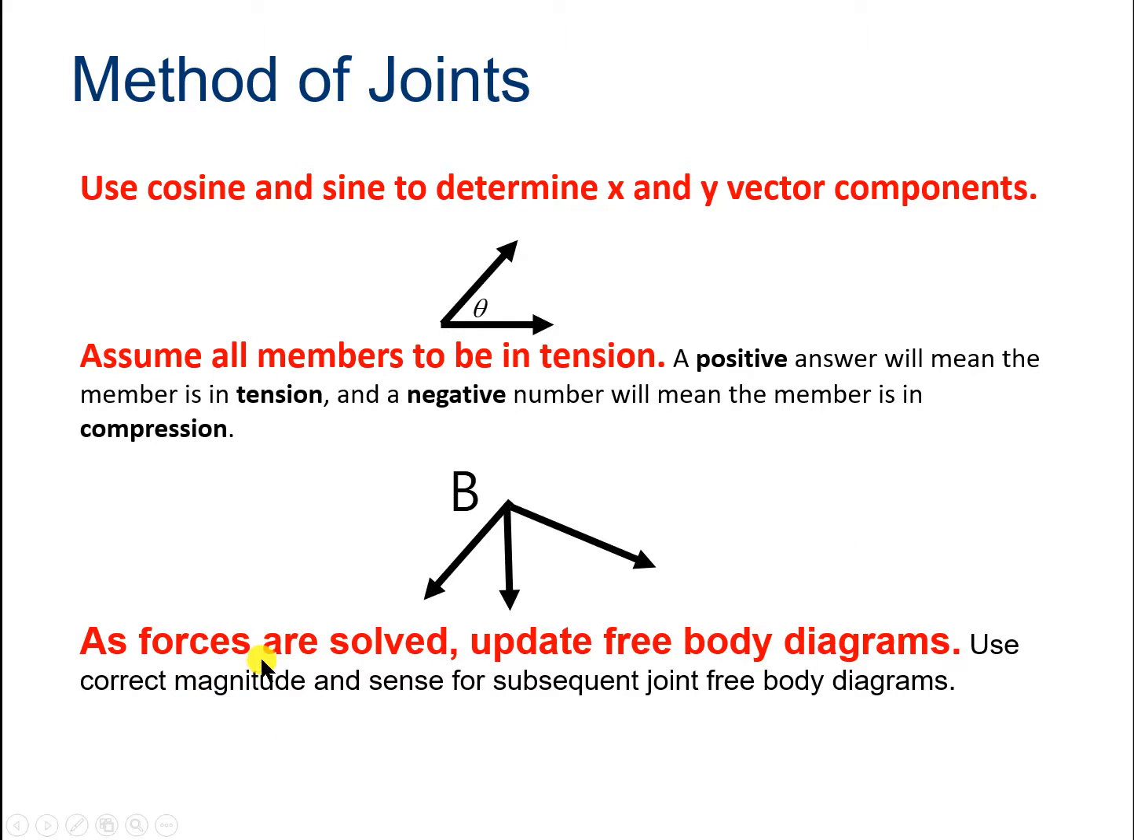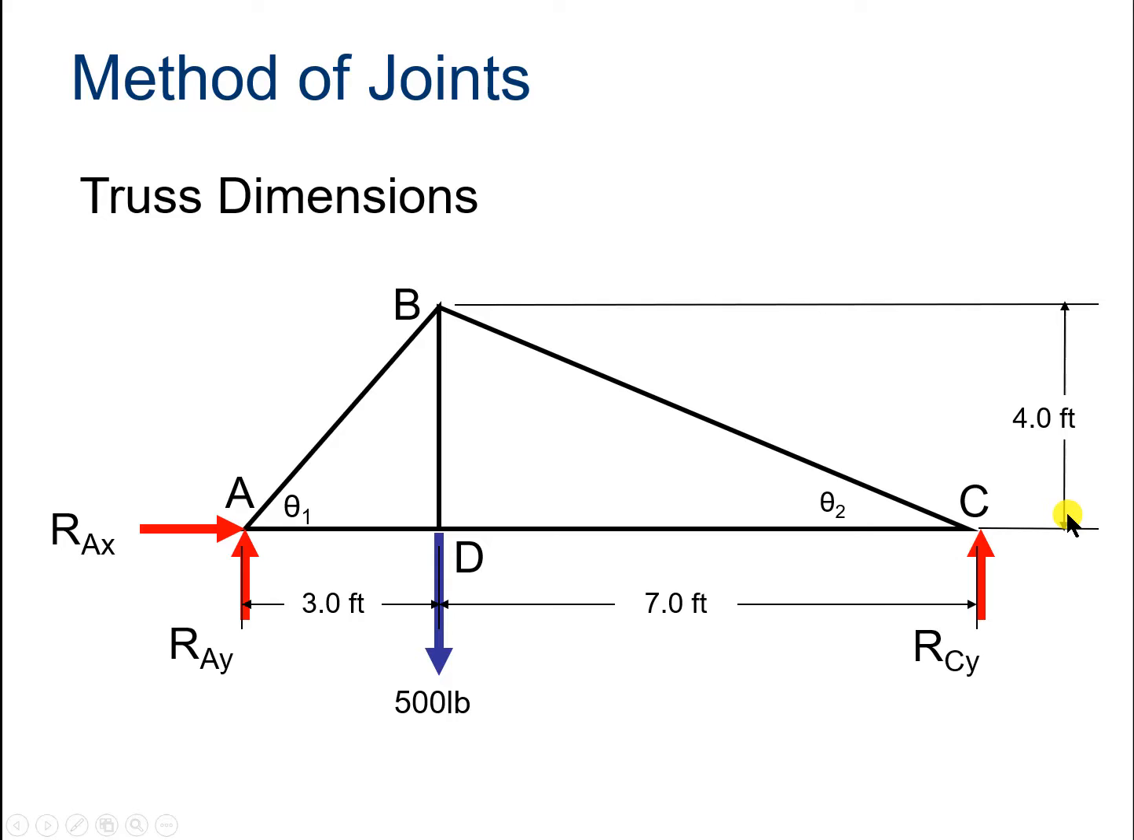As forces are solved, update the free body diagrams and use correct magnitude and sense for subsequent joint free body diagrams. So here we have a truss, which we know to be statically determinate because we've only got one reaction force here.